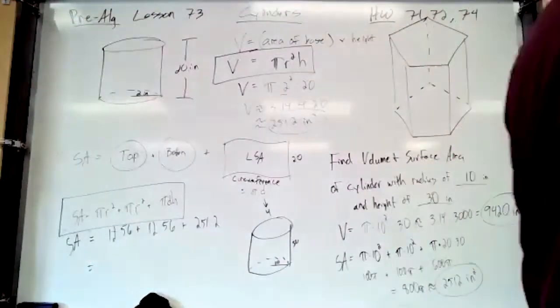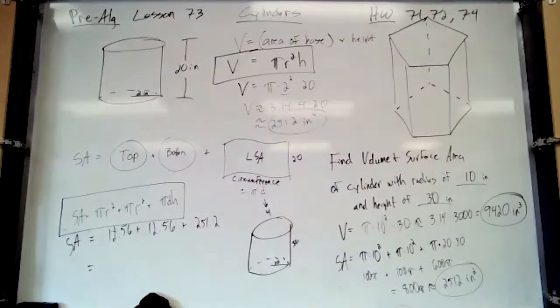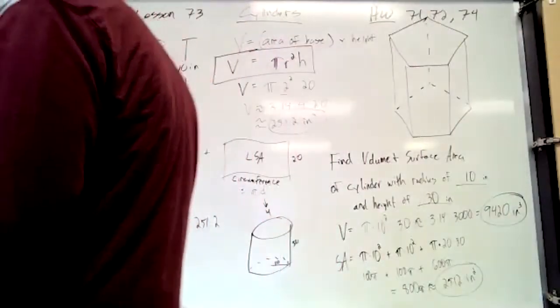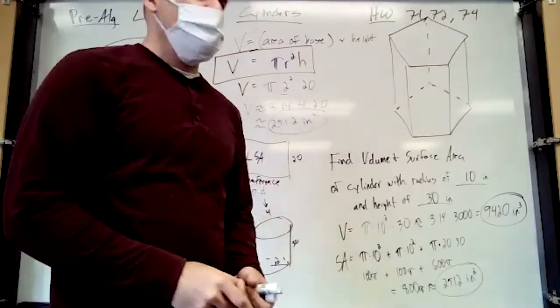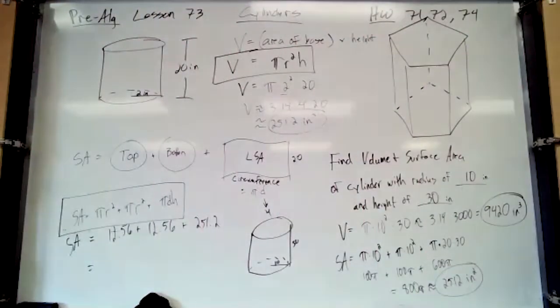Okay, you ready? Find the surface area and volume of a cylinder with radius of 1 inch and height of 1 inch. Find the surface area and volume of a cylinder. Let's see. This is really hard. Find the volume and surface area of a cylinder with radius of 1 inch and height of 1 inch.